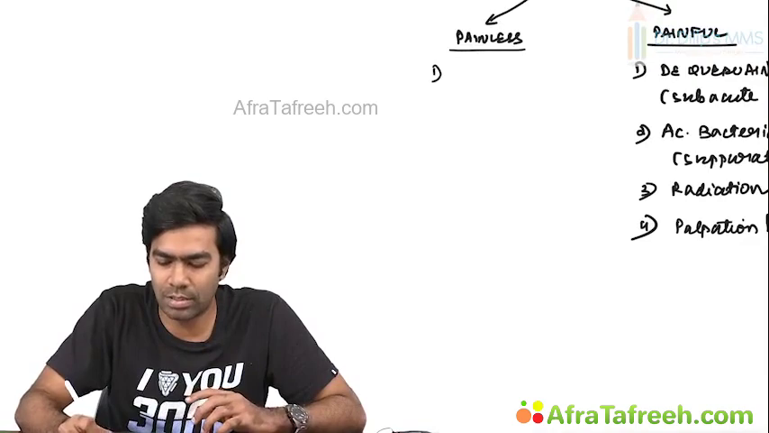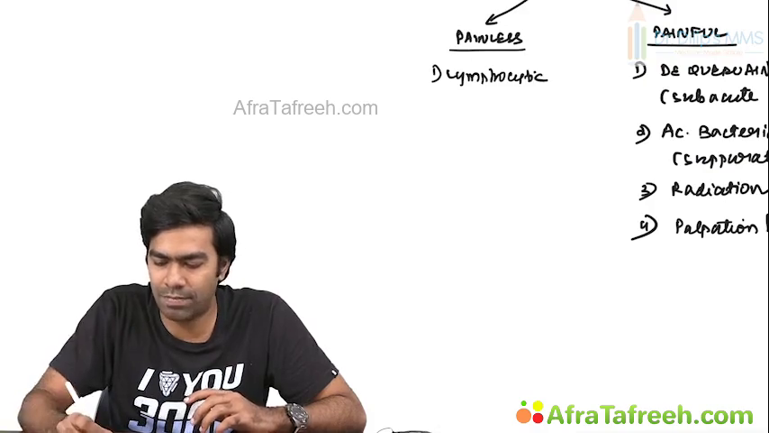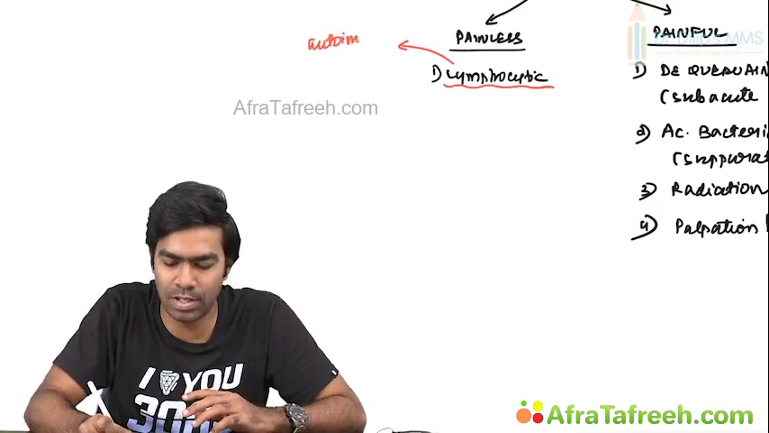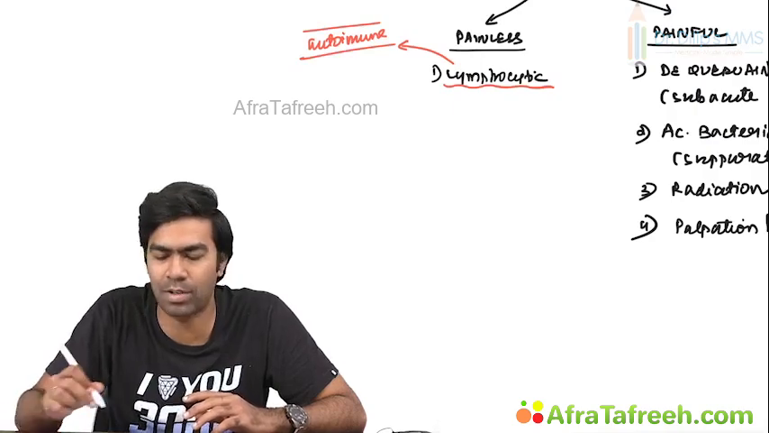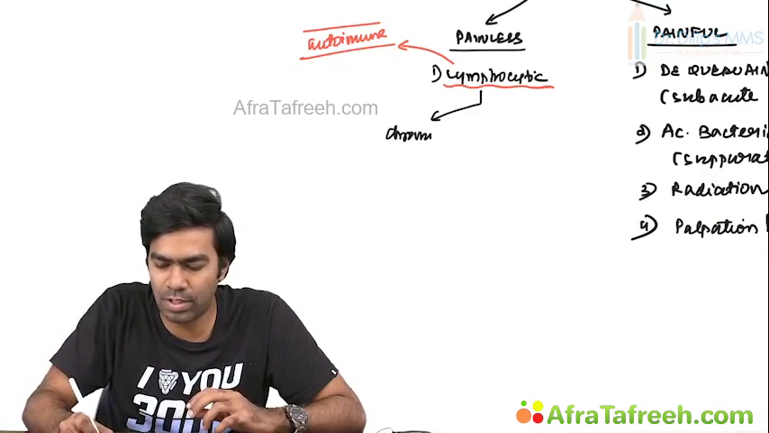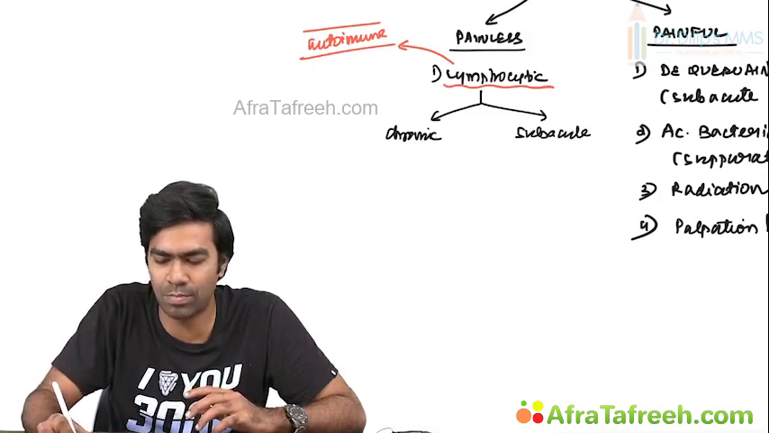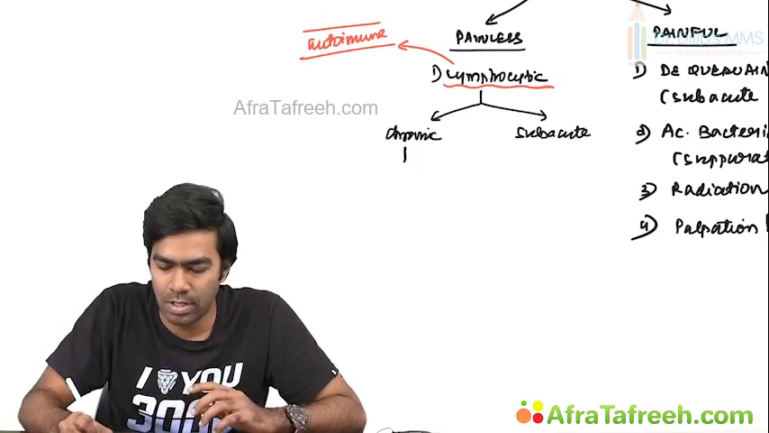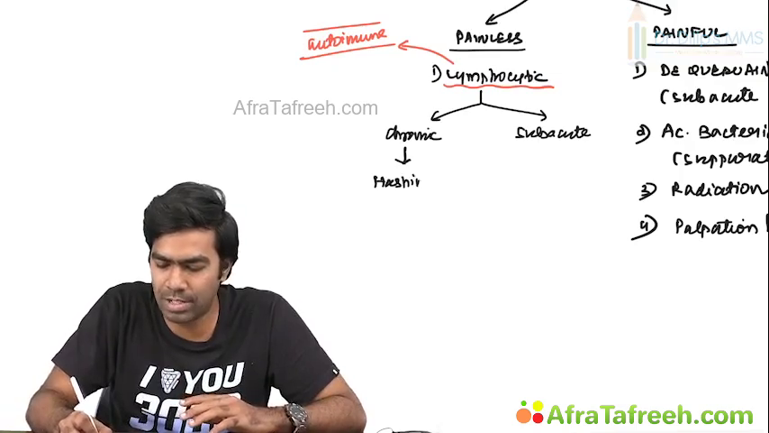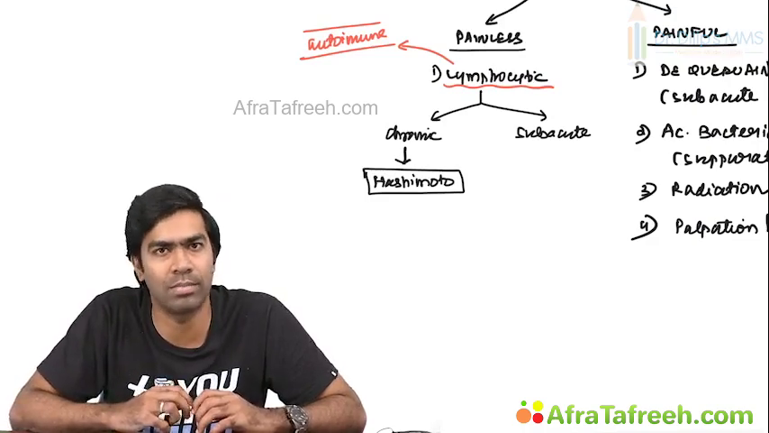Among the painless forms of thyroiditis, the most important is the lymphocytic thyroiditis. The general feature of lymphocytic thyroiditis is that the majority will be autoimmune in nature, which means they will have a background anti-TPO positivity. We have two types of lymphocytic thyroiditis. One is the chronic lymphocytic thyroiditis. Second is the subacute form of lymphocytic thyroiditis. The chronic form is what we refer to as the classic Hashimoto's thyroiditis, which is one of the most common causes of permanent hypothyroidism in the world.